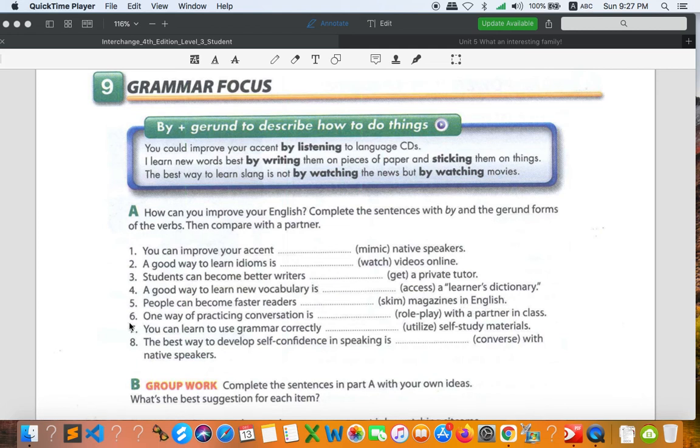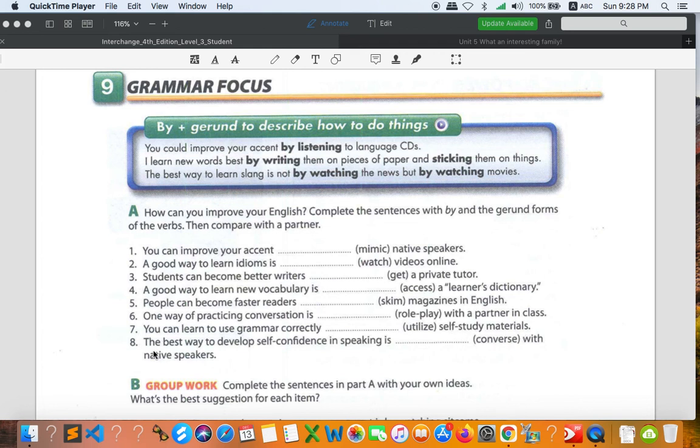And number 6, one way of practicing conversation is by role playing with a partner in class. So I agree with this idea. And number 7, second last, you can learn to use grammar correctly by utilizing. Don't forget to omit the E and add ing for this one, okay? Self-study materials. So again, by utilizing self-study materials.